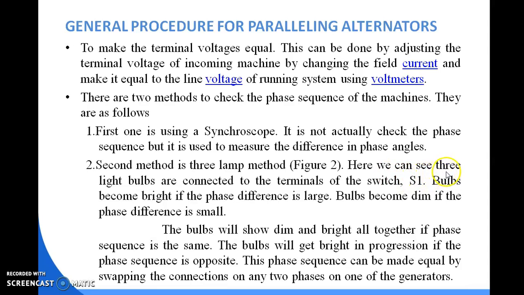Here we can see three light bulbs connected to the terminals of the switch S1. Bulbs become bright if the phase difference is large. Bulbs become dim if the phase difference is small. The bulbs will show dim and bright all together if the phase sequence is the same. The bulbs will get bright in progression if the phase sequence is opposite. This phase sequence can be made equal by swapping the connections in any two phases of one of the generators.